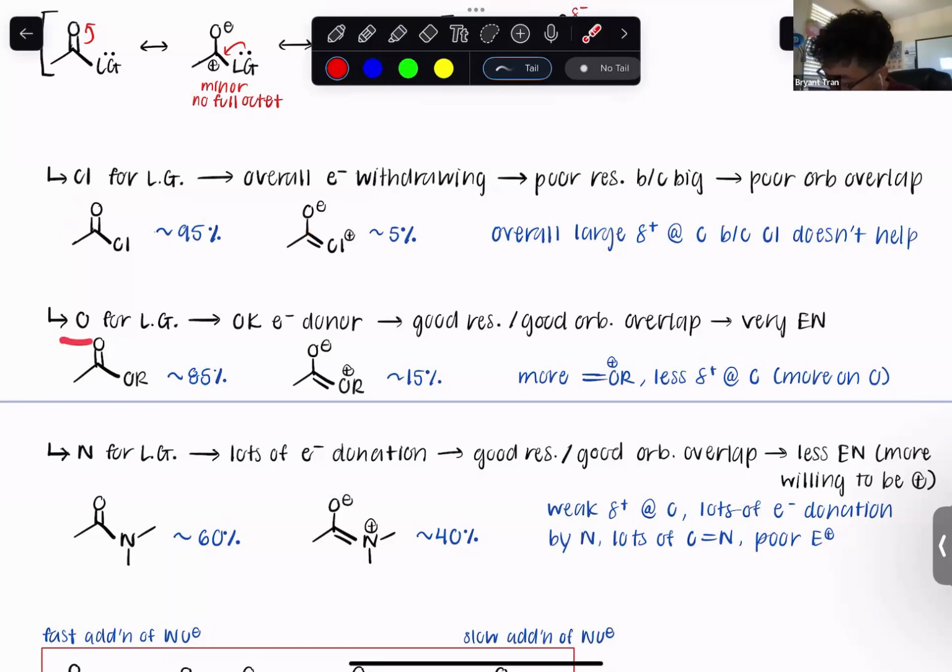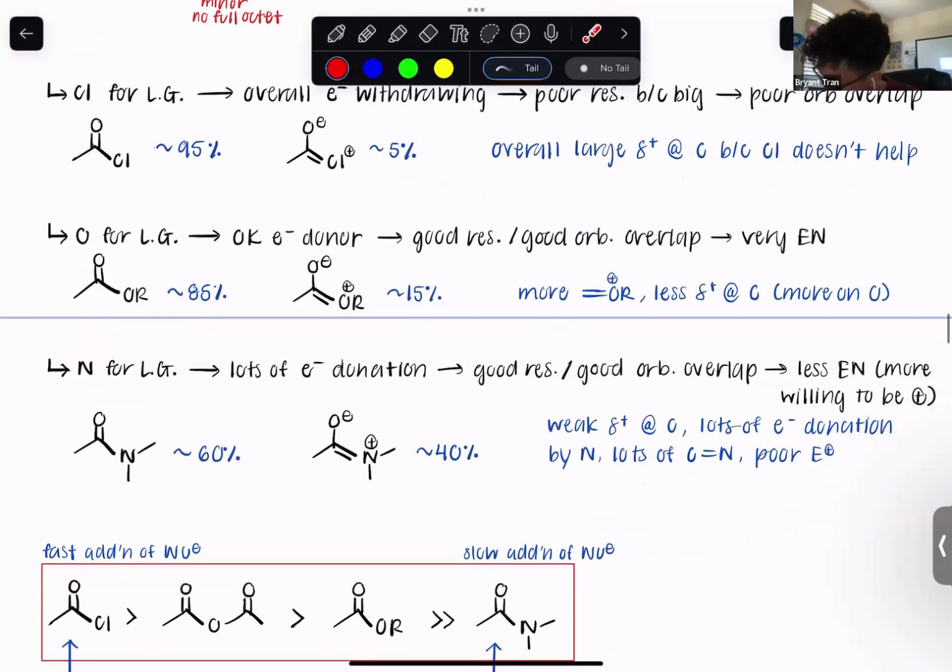If you look at oxygen, oxygen is less electronegative than chlorine. So oxygen is going to donate electrons to the carbonyl, giving that carbonyl more electrons and making it less positively charged, more negatively charged, right? So the carbonyl carbon here has a smaller positive charge than the carbonyl carbon of the acyl halide because the carbonyl carbon of the ester is gaining more electrons from this oxygen right there.